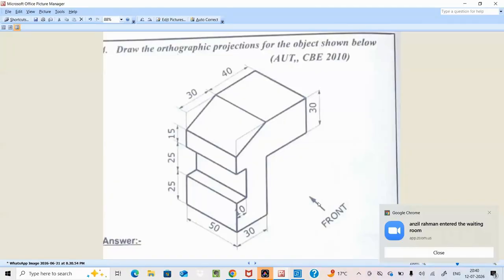This is your front view. Whatever the arrow mark indicates, that is your front view. In the front view, you can draw a freehand sketch. You need not take your scale and other things. With a freehand sketch, you can just draw what dimensions are visible and what parts are visible.